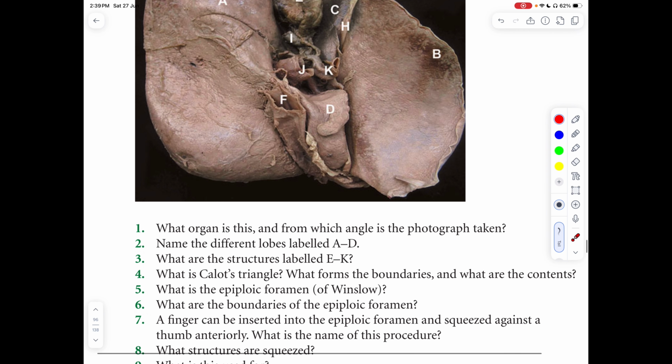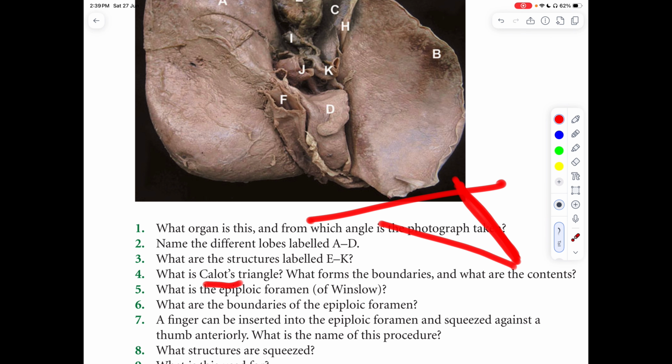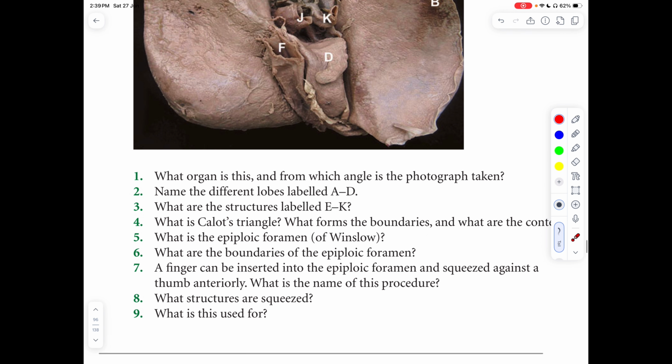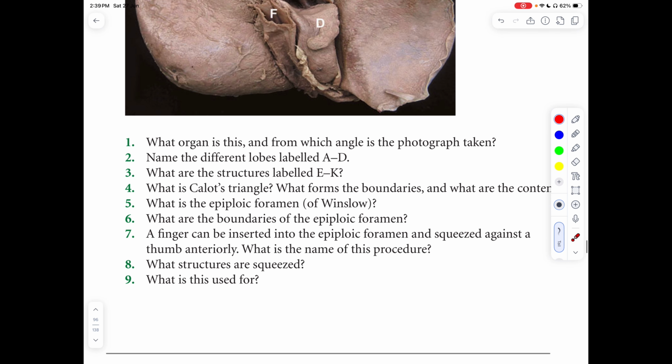Structure: Calot's triangle is formed by the common hepatic duct, cystic duct, and base of the liver. Boundaries of the epiploic foramen: above is the liver, posteriorly is the inferior vena cava, anteriorly is the free edge. What structures are squeezed? The portal vein, and what is it used for? Pringle's maneuver.